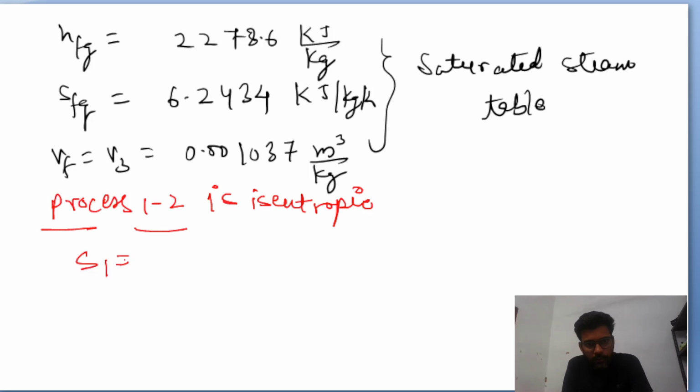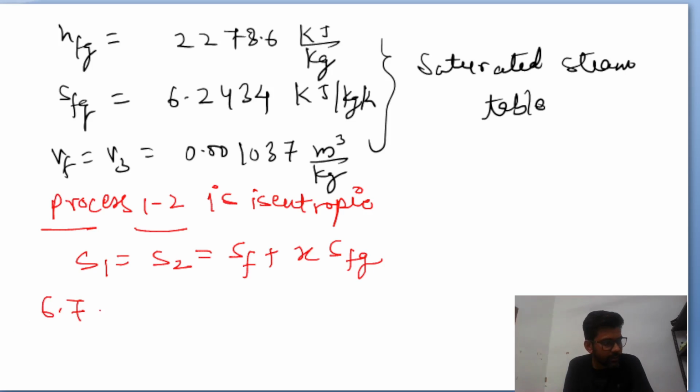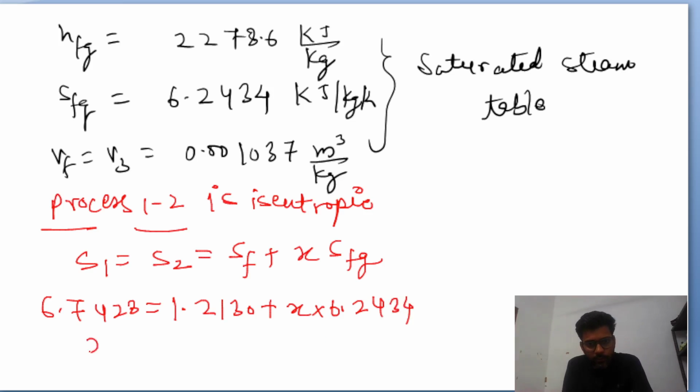So S1 is equal to S2, and S2 can be written as Sf plus X Sfg. If we substitute the values, 6.7428 is equal to Sf, which is 1.2130, plus X into 6.2434. Then we get X, that is the dryness fraction, which is 0.885.